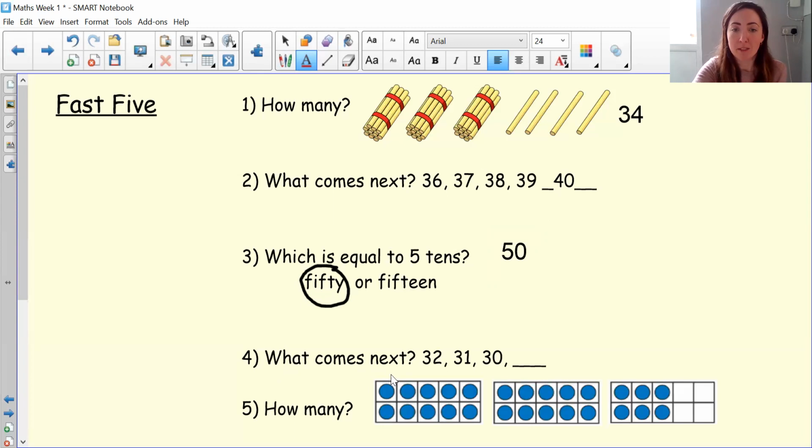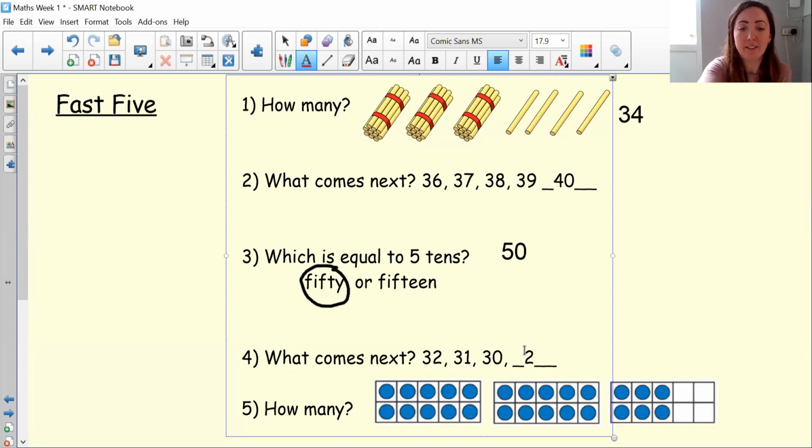Number 4, what comes next? 32, 31, 30. Now this time, if I'm looking at the pattern, looking at the sequence, I can see that the numbers are getting smaller each time. So we must be counting backwards. So if we're counting backwards, then what number comes before 30? 32, 31, 30, 29.